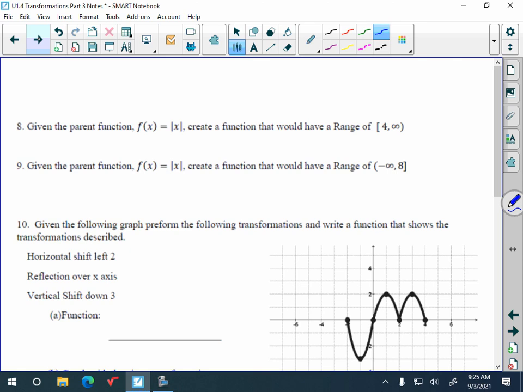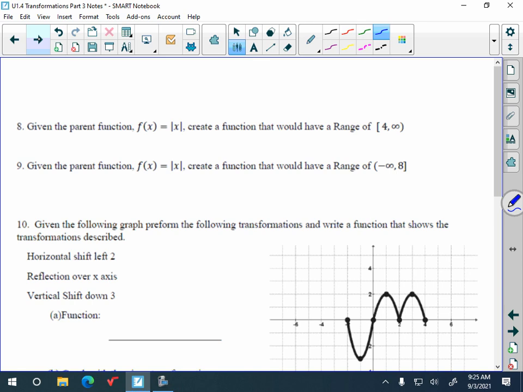All right, number 8. Given the parent function f of x equals absolute value x, create a function that would have a range of 4 to infinity. The first thing that you would want to do on this kind of a problem is sketch out the parent function. What would the shape of the parent function look like? What's the shape? It's a V. Absolute value, the letter V is in it.